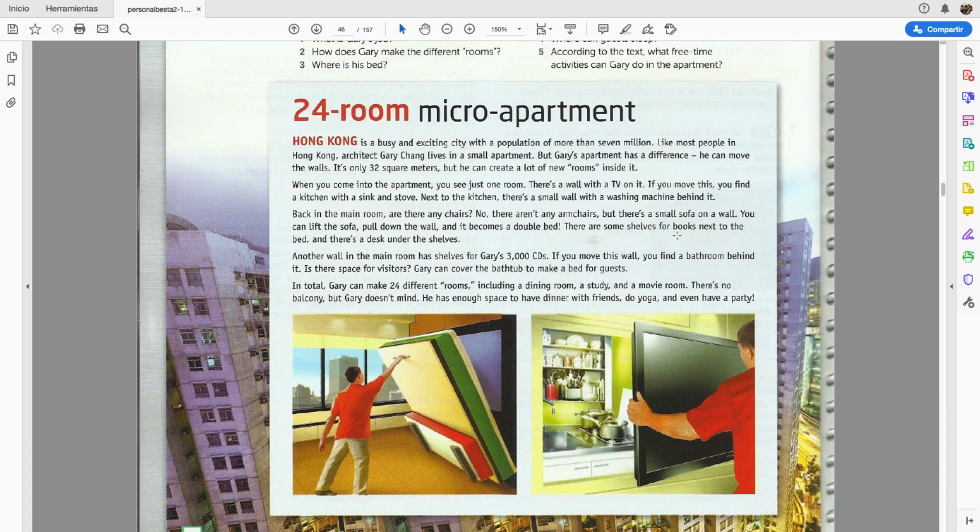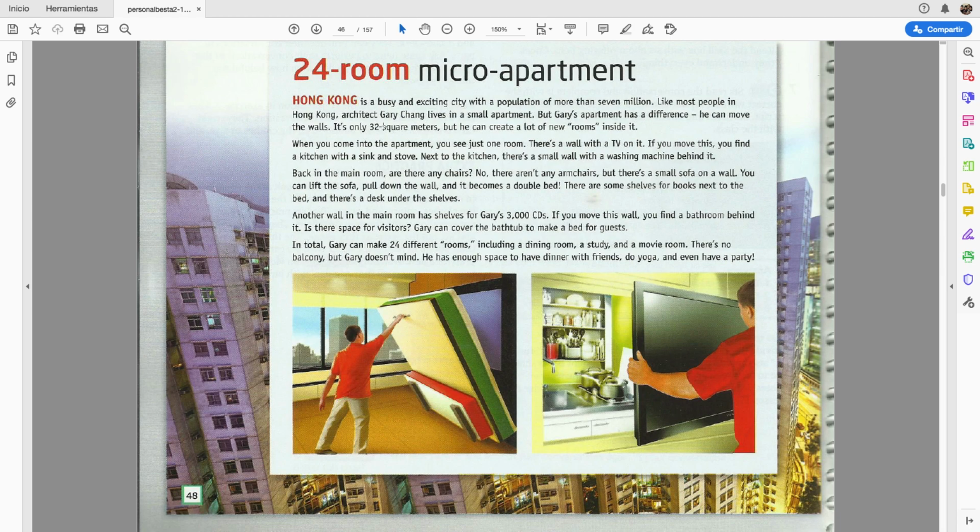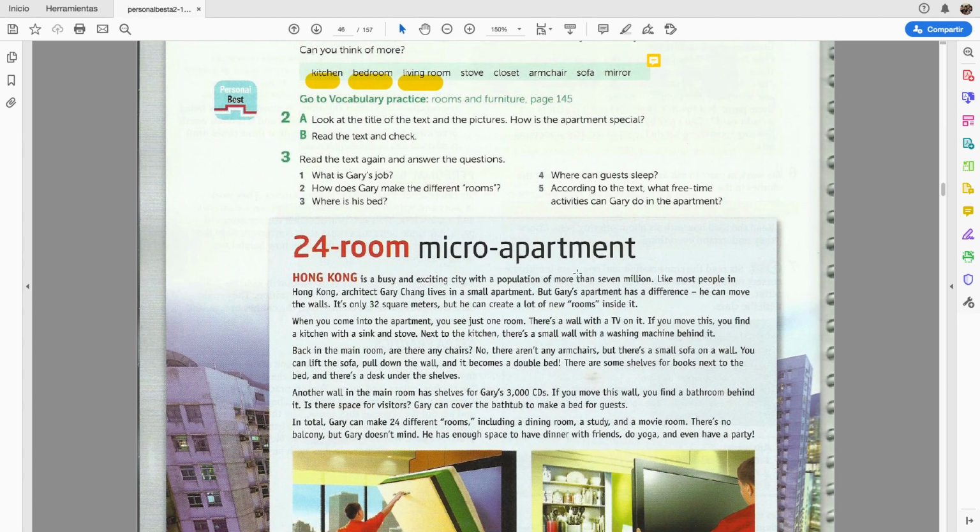Wow, that's amazing. Especially because here says that it's only 32 square meters, right? And he can make like 24 different rooms. And he can do this like organizing different items of furniture in different positions so that he can have a kitchen and he can also have a bedroom at the same time. Even here he mentioned that there are shelves for books next to the bed, so it's a wonderful place. So let's see here.